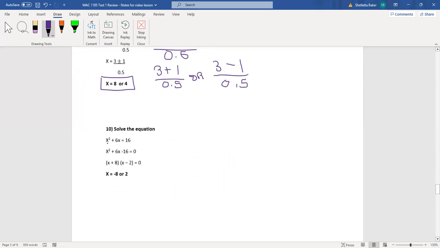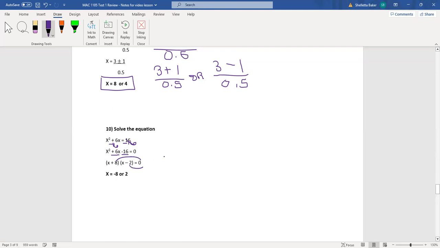And next, we want to solve the equation x squared plus 6x equals 16. First, we want to rewrite this equation as a quadratic equation. We want to subtract 16 from both sides. The 16s cancel on the right side, leaving 0. So we have x squared plus 6x minus 16 equals 0. Factoring here, find two numbers where when you multiply them, you get negative 16, but when you add them, you get positive 6. And that's x plus 8 and x minus 2.